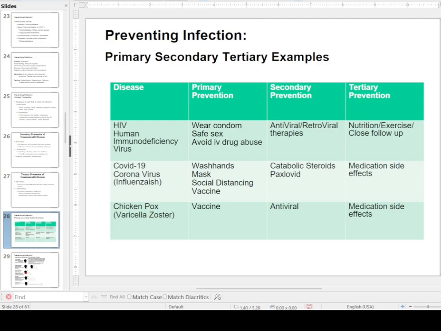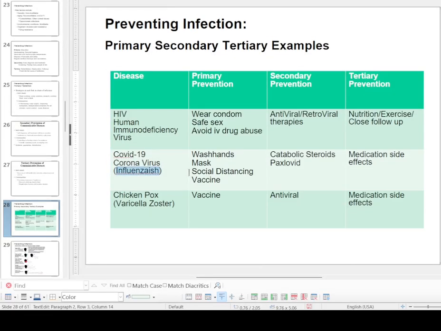COVID. So we were just here, or any influenza-ish. That's my term. I just made up that word. It's something like an influenza type virus. So how do you not get a respiratory infection? Wash your hands. If the community orders it, wear masks, practice social distancing, get vaccinated.